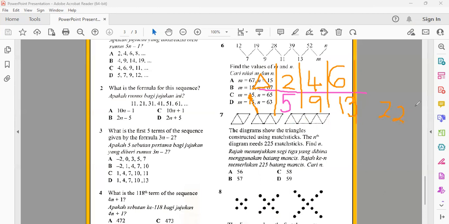From this, you must figure out that if I'm going to use 225 matchsticks, how many triangles is there going to be? That's the question. Do you understand now? The question is literally telling matchsticks and triangle, the relationship. So if you have 2 triangles, you needed 5 matchsticks. To make 4 triangles, you needed 9 matchsticks. To make 6 triangles, you needed 13 matchsticks.